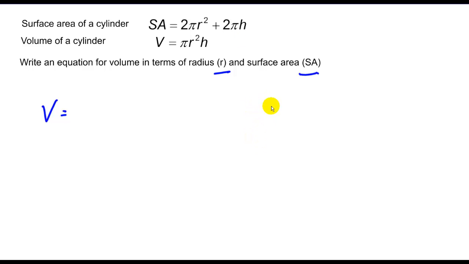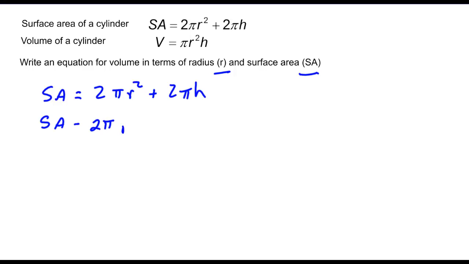So for my surface area, we notice that we have surface area equals 2 pi r squared plus 2 pi h. I want to get h by itself. So I'll subtract the 2 pi r squared from both sides of the equation, giving me surface area minus 2 pi r squared equals 2 pi h. Now I need to isolate h, get it by itself, so I'll divide both sides by 2 pi.